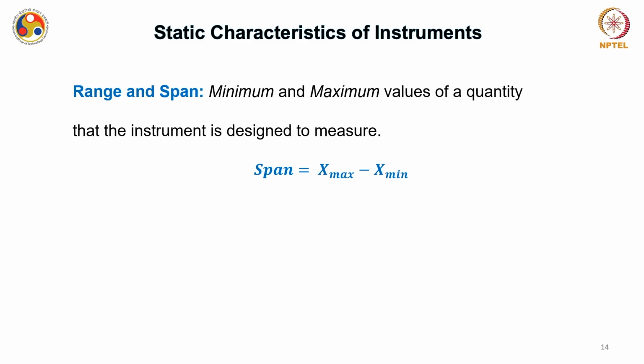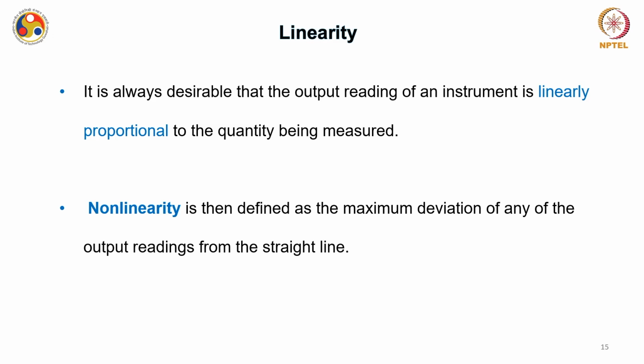Then we have range and span of an instrument. This is very simple. The minimum and maximum value of a quantity that the instrument is designed to measure is known as range, or the span. So, if I have to find the span, it is basically the maximum input that it is made for, minus the minimum input it can take. So, that max minus min will give me the range or the span.